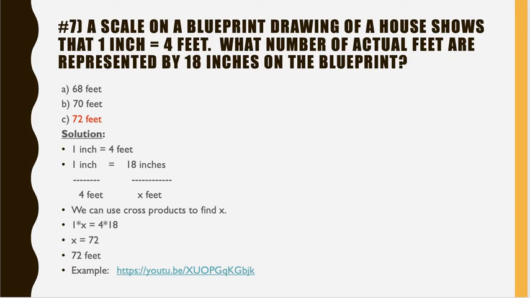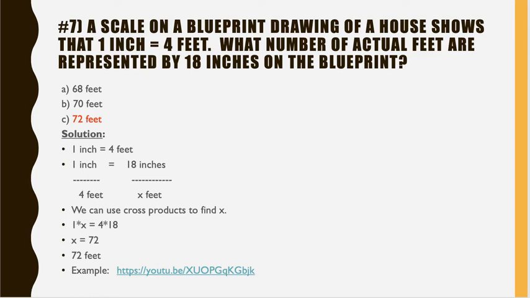So remember, 1 inch is going to represent 4 feet. So we can set up a proportion that if 1 inch represents 4 feet, then 18 inches represents how many feet? X feet. We don't know. That's what we're seeking to find. So again, we have two fractions set equal to one another, right? We have a proportion. And when we have two fractions set equal to one another, we can cross multiply or use cross products to find x.